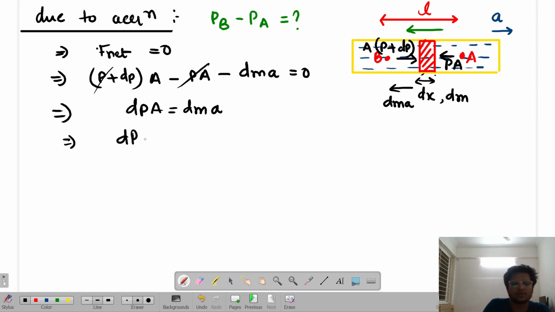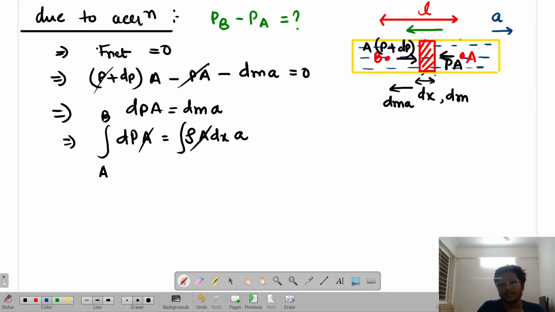dm is density into volume, and volume is area into length dx, into acceleration a. A cancels. Find the pressure difference from point A to point B. Let us consider the reference pressure at A to be P. So the equation becomes simple: pressure at B minus pressure at A is equal to rho into acceleration a, integrating dx from 0 to L, so rho L into a.